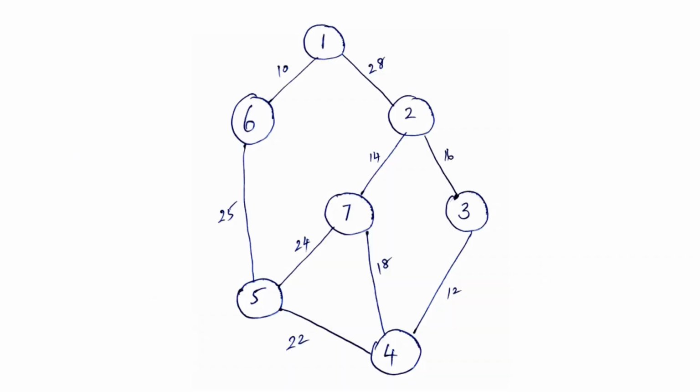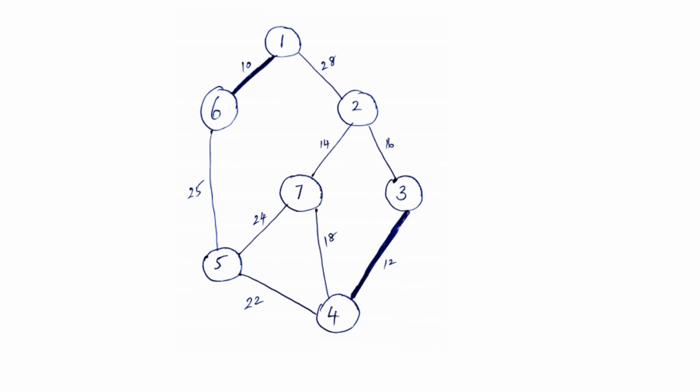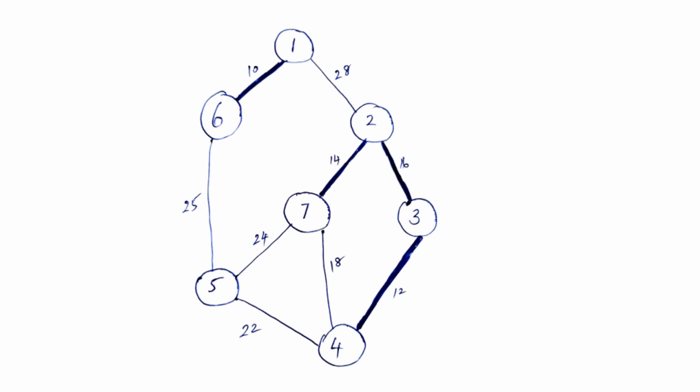Let us take another example. Consider this graph. Here the lowest cost edge is 10, so include that. Next, my lowest cost edge is 12, so include that in my tree. Next, my lowest cost edge is 14. Next is 16. Next is 18. If I pick this 18 in my minimum spanning tree, then it will form a cycle, so ignore this 18.